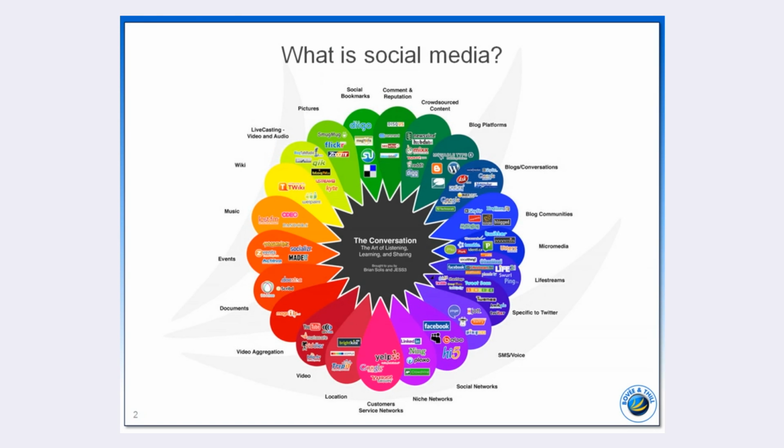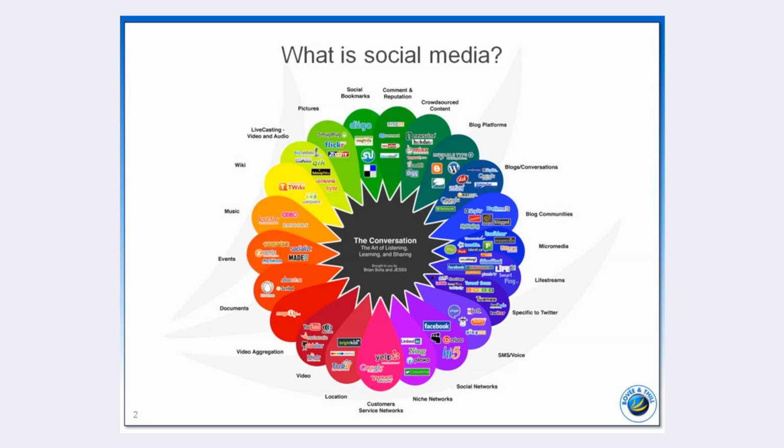Brian Solis, social media guru, answers the question in this chart: what is social media? As you can see from the chart, there are many different types of social media. For example, it can be sites where pictures are shared on Flickr, or microblogging sites such as Twitter, or social networking sites such as Facebook, or wiki sites such as Twiki, or platforms for creating a blog post such as WordPress. There are about 24 different types of social media, and within those types there are hundreds of specific media.